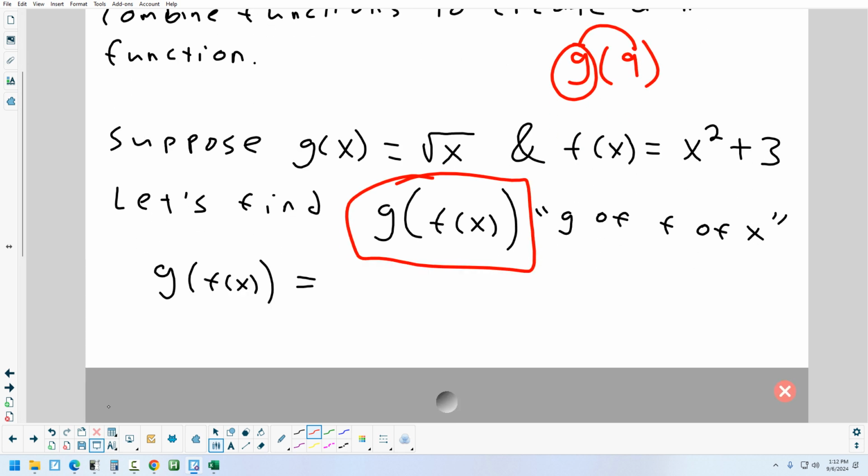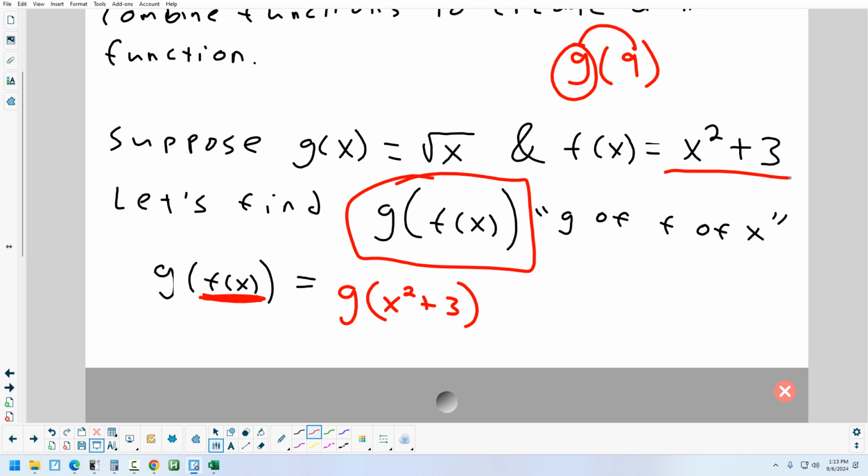So let's try to figure that out. g of f of x. Start by just telling me what this is. It says g of... I wrote 9 up above, it's not going to be a number this time. What does it say f of x is? x squared plus 3. So then let's change that to what it says it is, x squared plus 3. That's the first step. Change f of x to what it tells you in the formula f of x is.